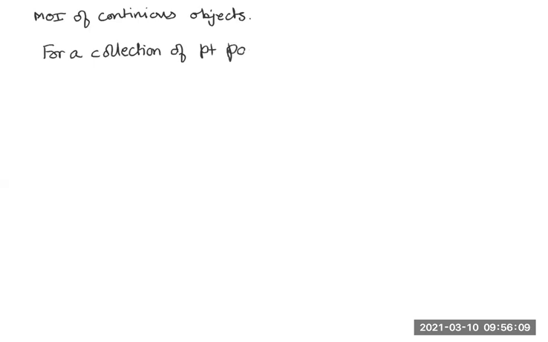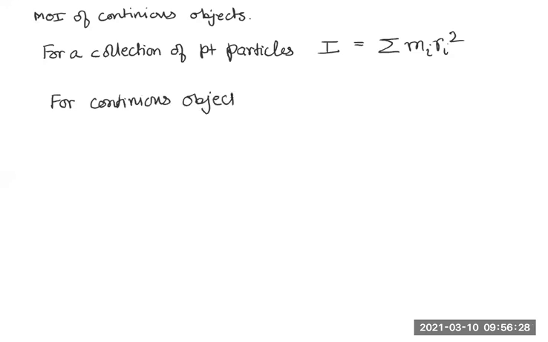Moment of inertia of continuous objects. So, for a collection of point particles, I is equal to summation m_i r_i squared, right? We've already seen this. But for a continuous object, I is equal to integral of r squared dm.